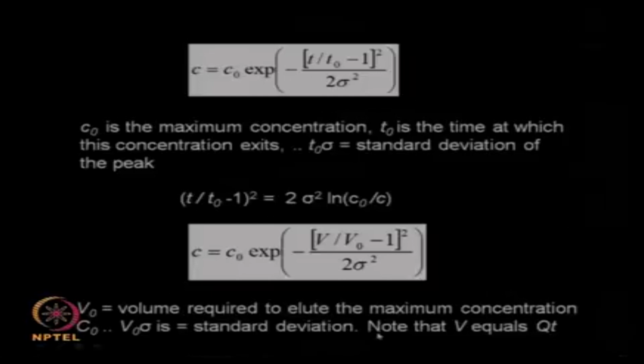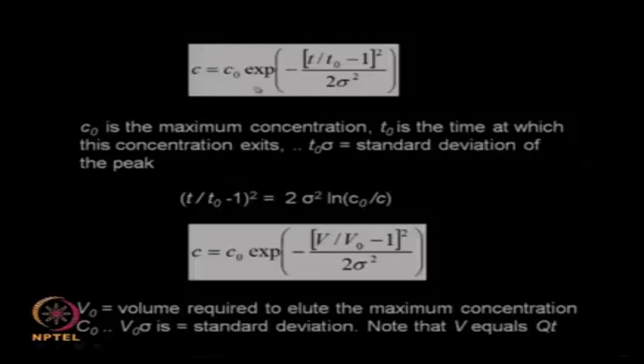So please note that V equal to Q into t, okay. Q is your flow rate, V is your volume, so flow rate into time gives you V. That is why we have a similar looking equation here, except that you replace t with V and t naught with V naught. So the main assumption in this is the peak that is leaving a chromatograph is a normally distributed or a Gaussian curve, and once you assume it to be Gaussian, you know the equation for a Gaussian distribution, and hence you can say C as a function of time will look like this.